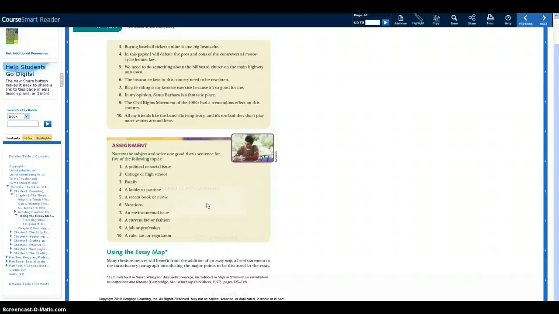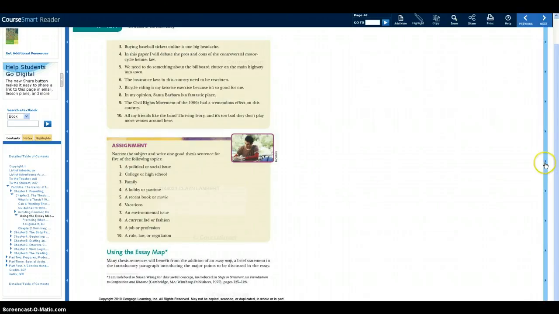All you're writing is one sentence, not an essay. So basically, if you were to look at number 1, a political or social issue, you would need to figure out what political or social issue you would be writing about, and you would write a thesis sentence that you would use if that was the assignment you were given. Okay, so for the page 40 assignment, all I should see are 5 sentences. That's all you have to turn in.